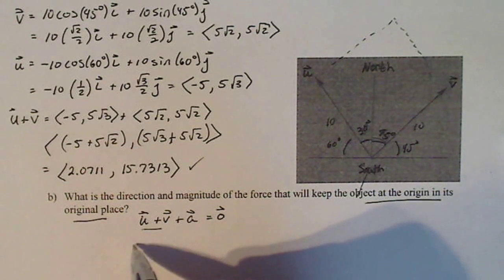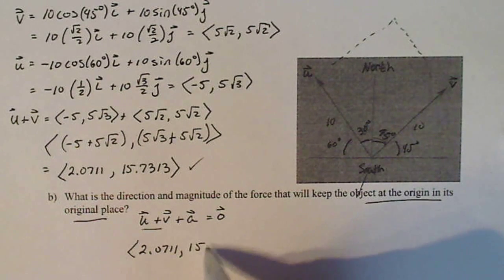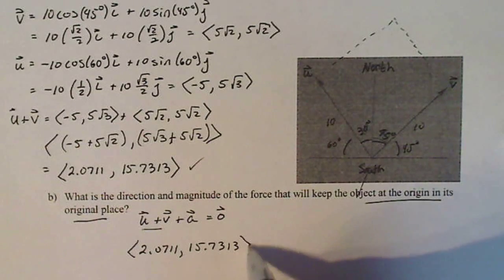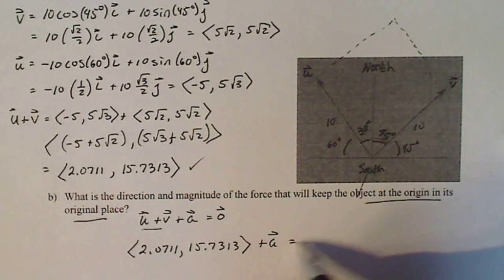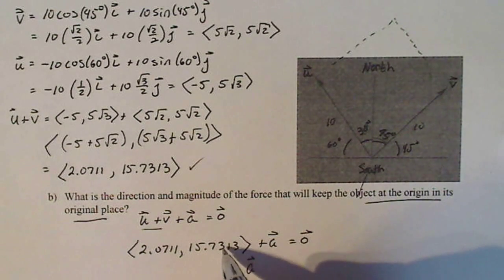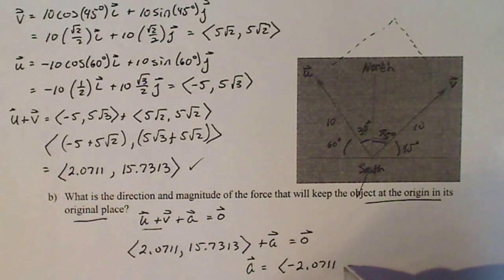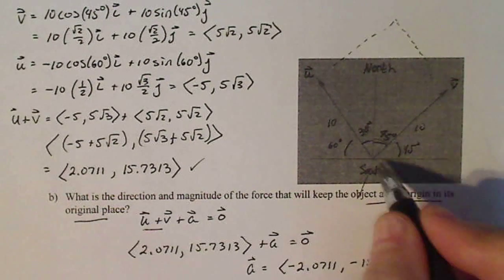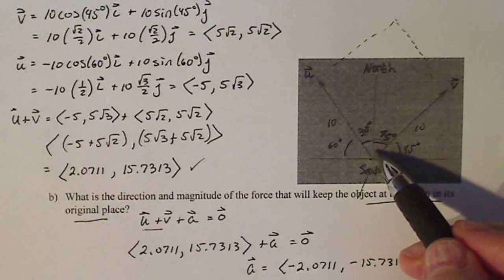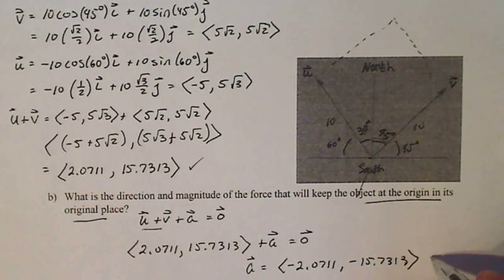So I already have u plus v is 2.0711, comma 15.7313, but I have to add it to the vector a to get the 0 vector. Well, that means that a is just going to be the opposite direction of my u plus v. So a is equal to negative 2.0711, negative 15.7313. That's going to keep the object fixed if I pull directly in the opposite direction of the vector that was here, which puts this guy in quadrant 3, it looks like.